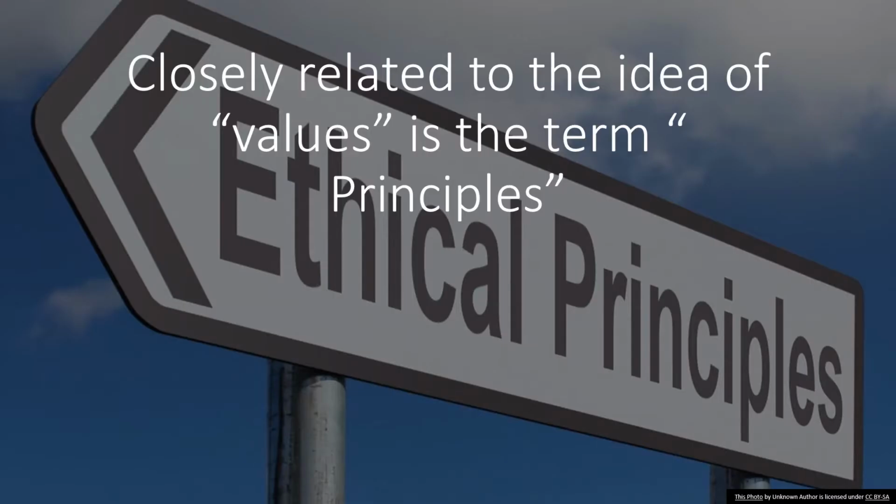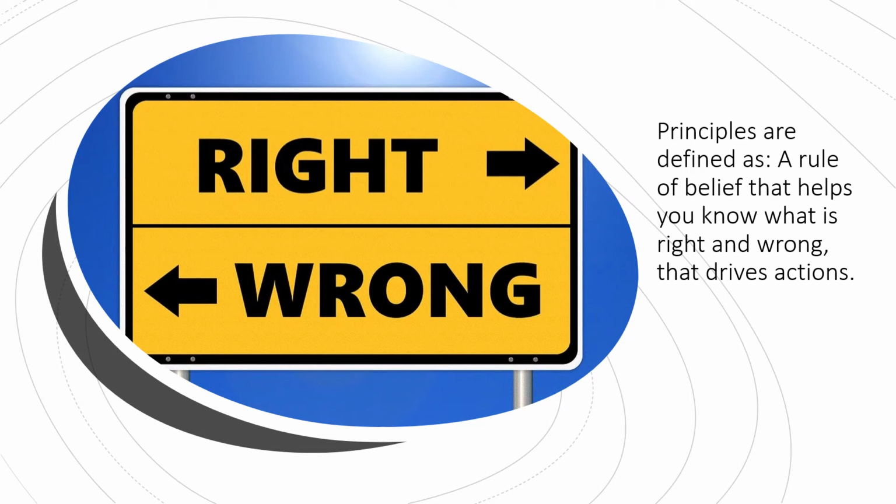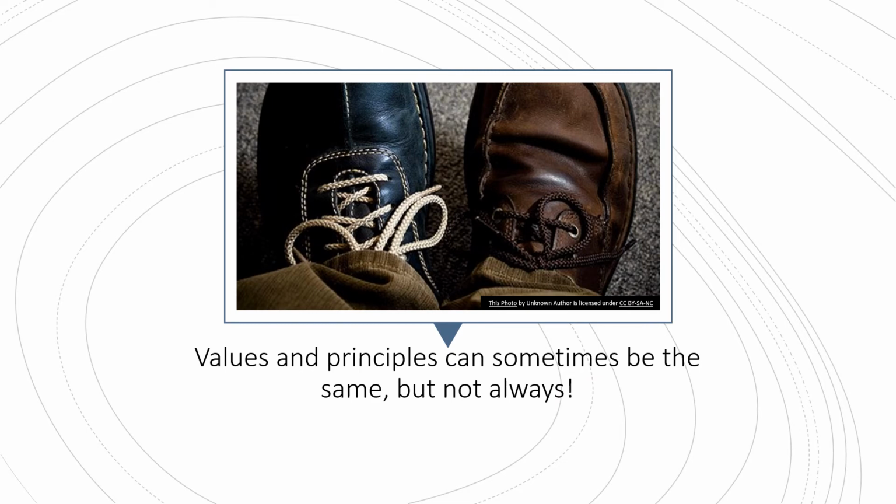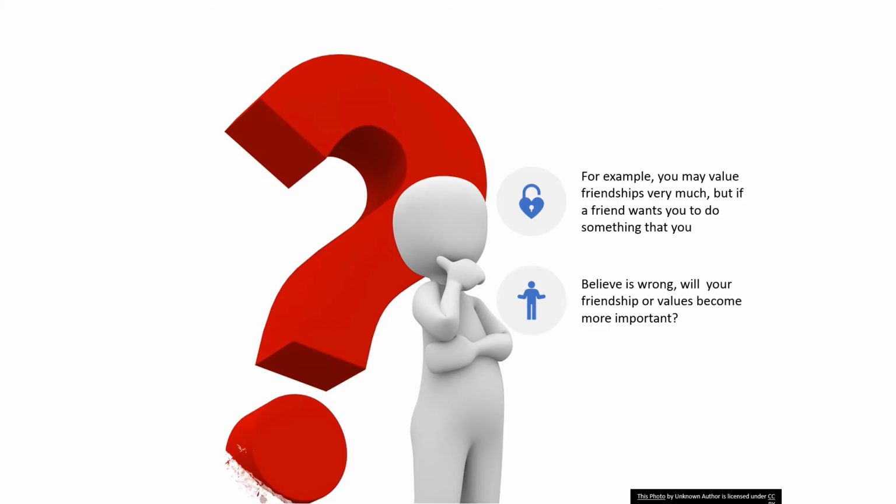Closely related to value is the idea or the term principles. Torch Learning defines principles as a rule of belief that helps you know what is right and wrong, also one that drives actions. Values and principles can sometimes be the same, but not always. For example, you may value friendship very much, but if a friend wants you to do something that is wrong and you believe it is wrong, will your friendship or your values become more important?